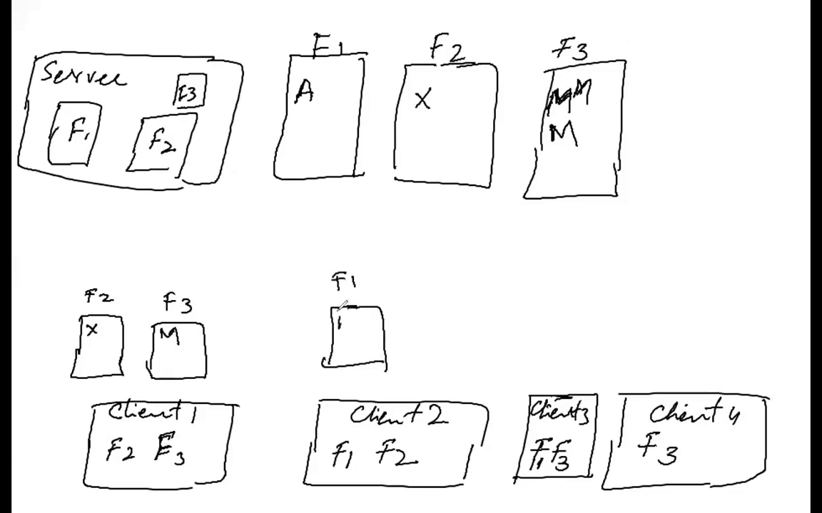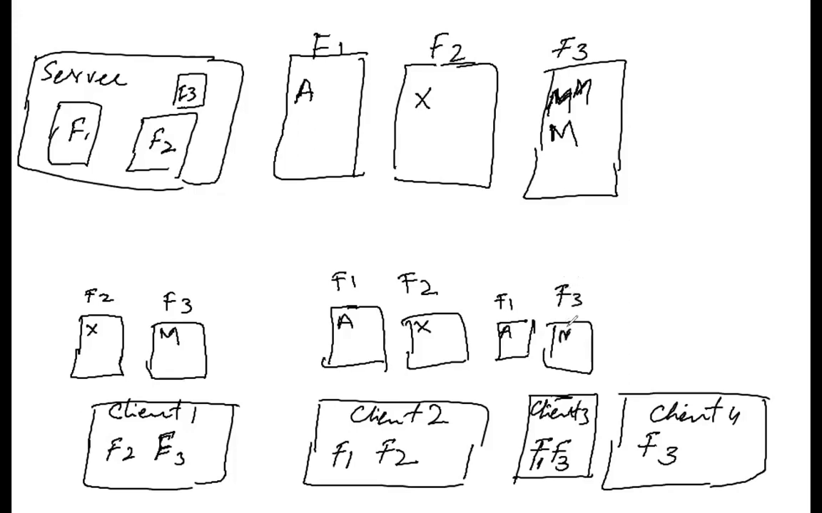So in F1 we have A. Here is F2, we have X. Here is F1, A. Here is F3, M, and here is F3, M, right?